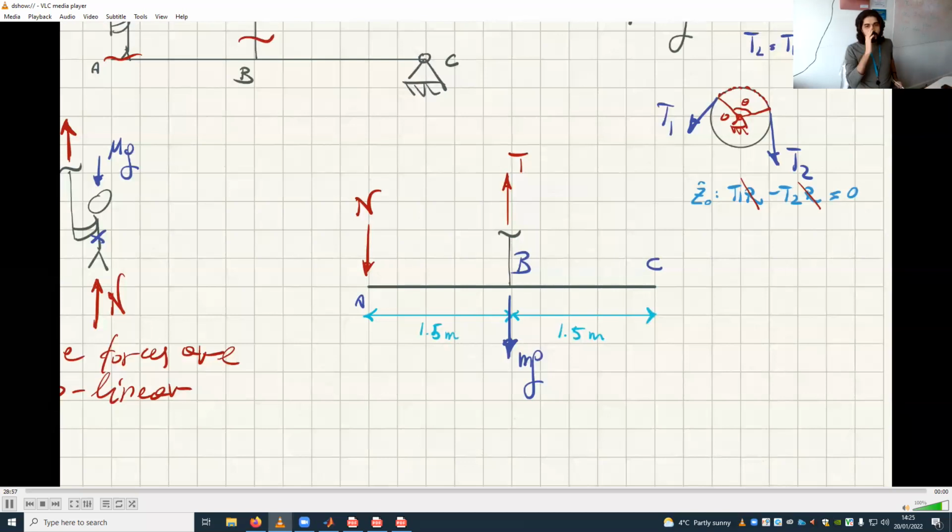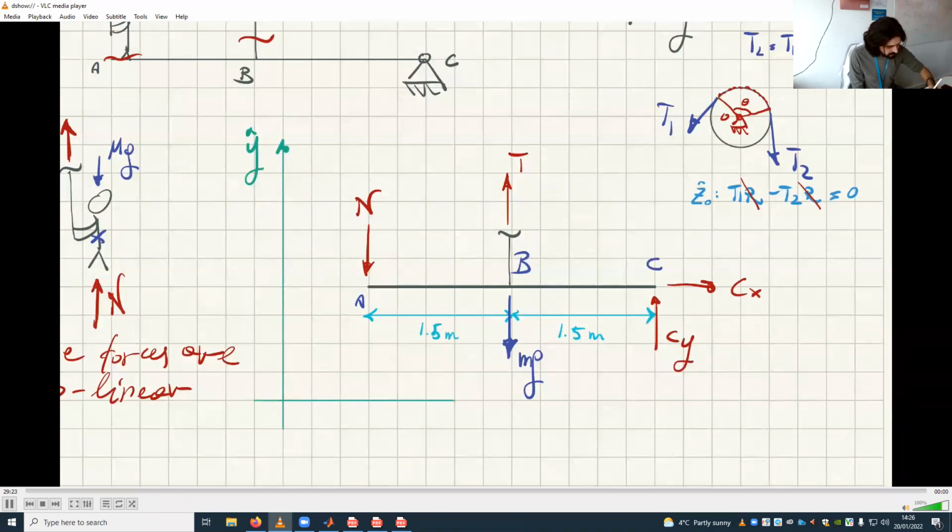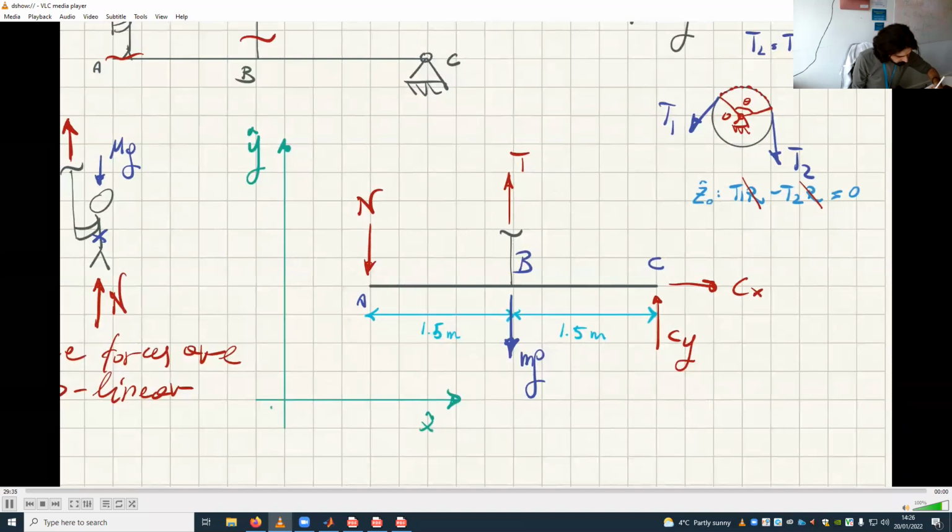Okay, so pin joint. How many reaction forces do we have at the pin joint? 2. So let's call them CY and CX. Let's also define a reference frame. Since I've used Y and X, now I have to tell you what I'm saying is Y and what I'm saying is X, because if I don't tell you, then you have no way of understanding which is which. And of course, the Z-axis is in this direction, with counterclockwise rotation positive.